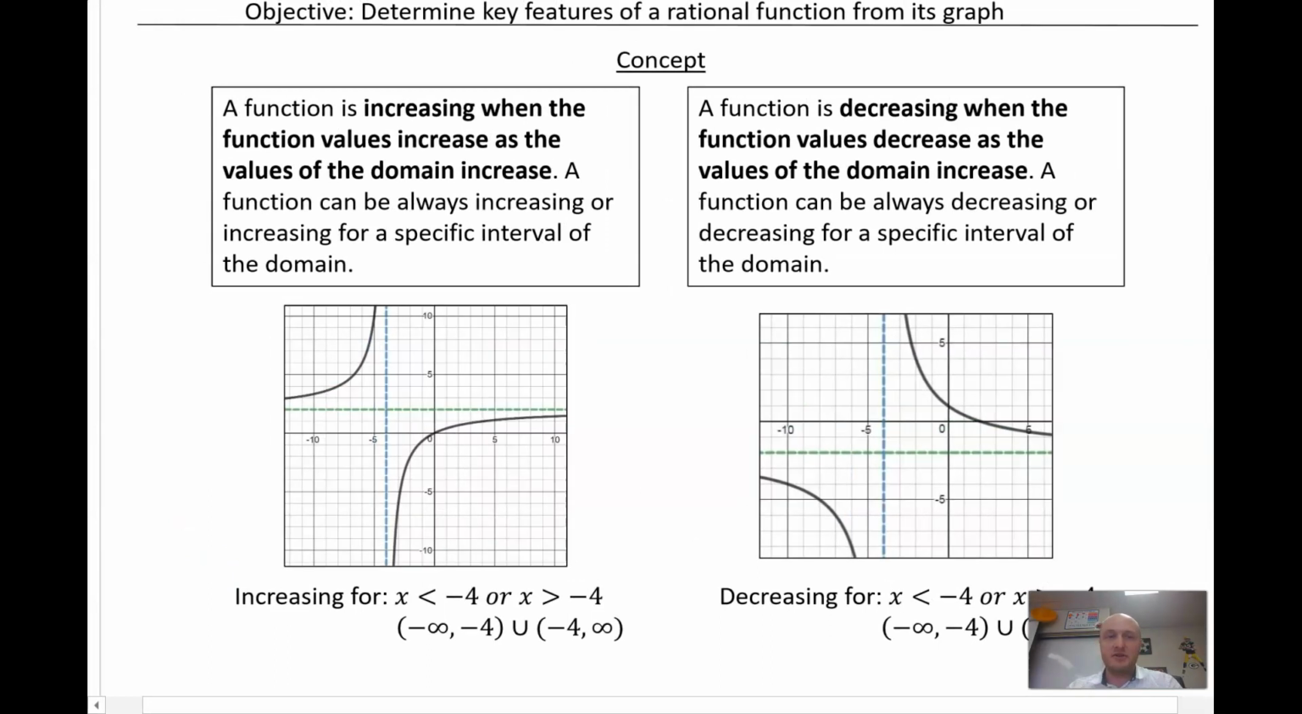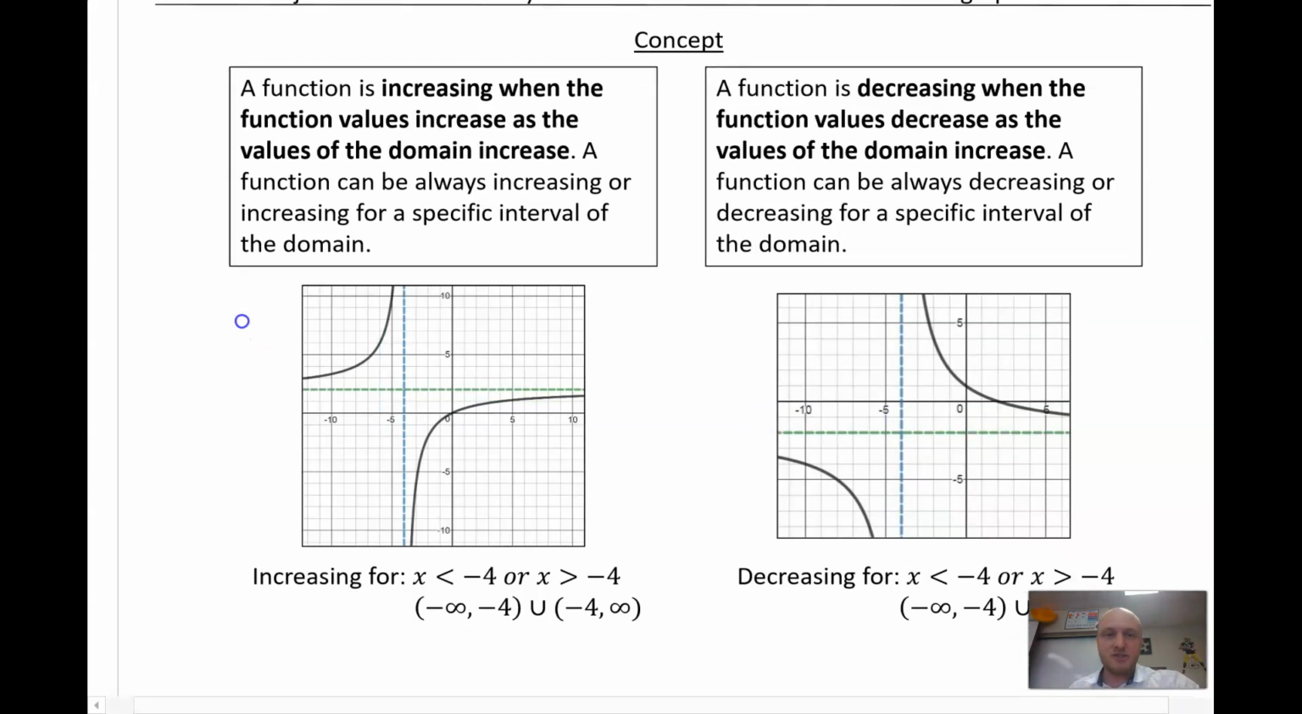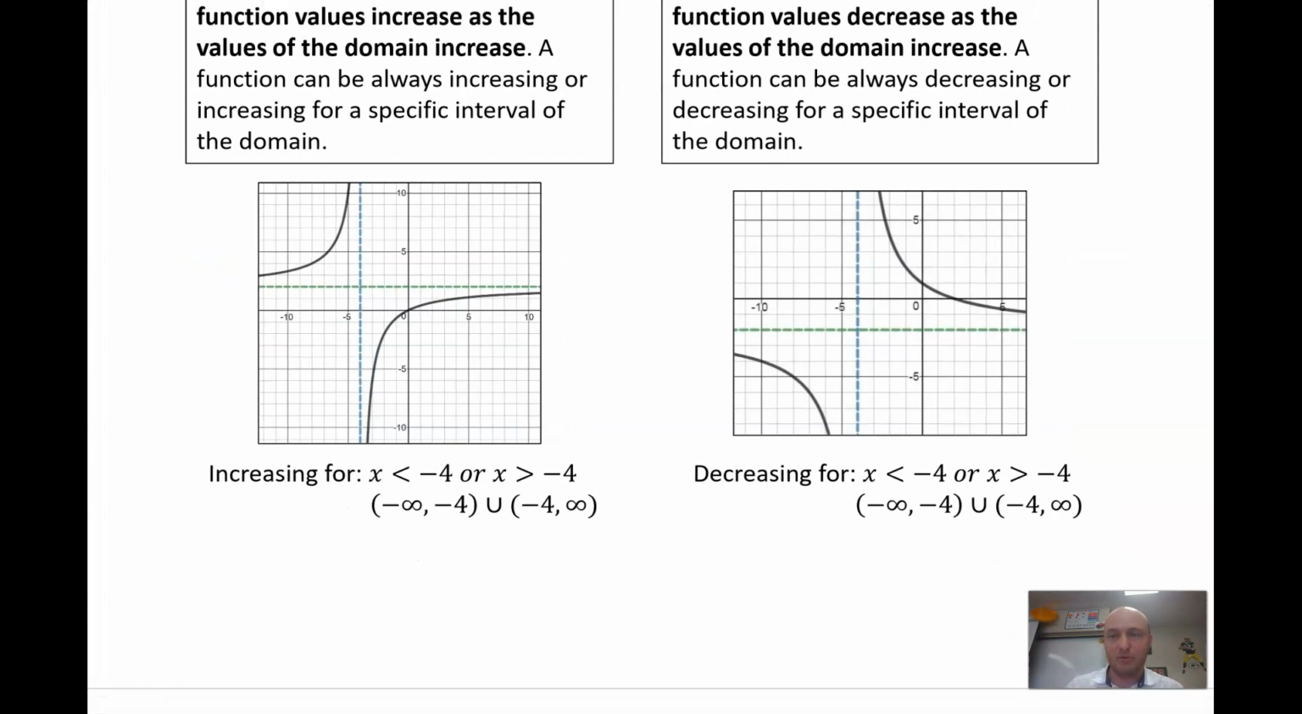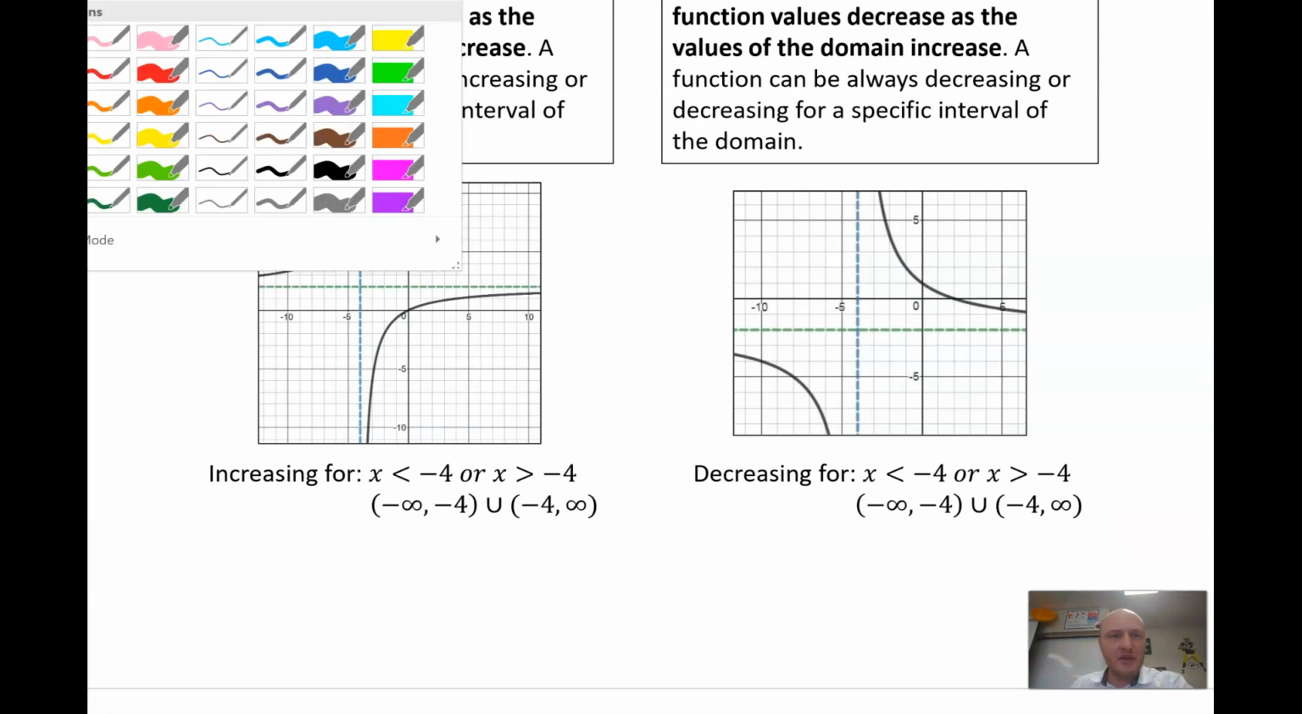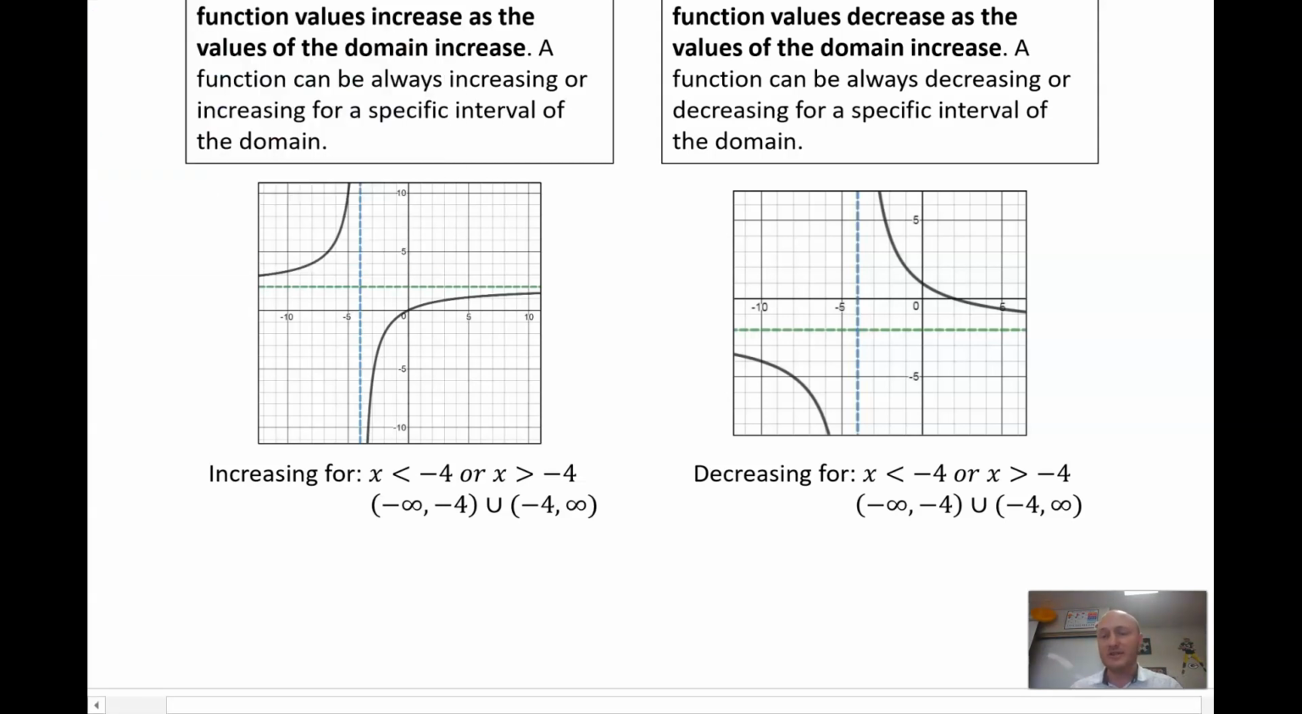A function is increasing when the function values increase as the x values increase. Plain and simple, if my graph is going up from left to right, it's increasing, right? If my function values are decreasing when my x values are increasing, then my function is decreasing, right? If it's going down, decreasing. If it's going up, increasing. All right, so here are 2 visual examples, and you can go ahead and see this. And again, the tricky thing with rational functions is there's 2 pieces, and that confuses people. Don't let it confuse you.